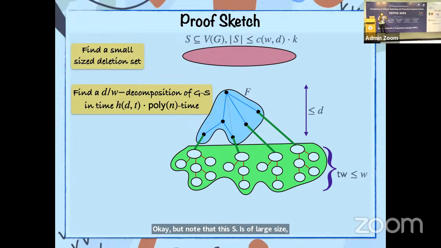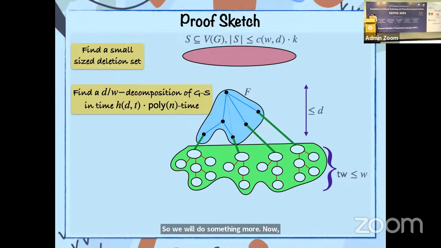It does not respect that it has to be some 1 plus epsilon factor away from the best solution. So you cannot return this as a solution, because this is not a solution that satisfies the requirement of the problem. So we will do something more.